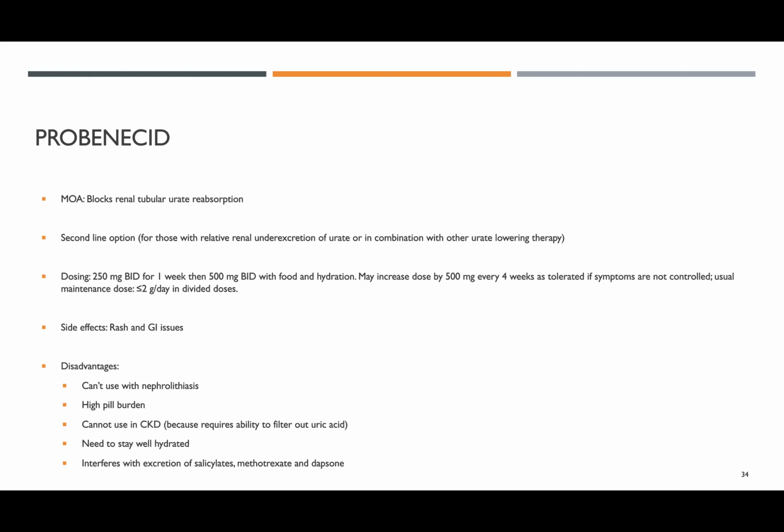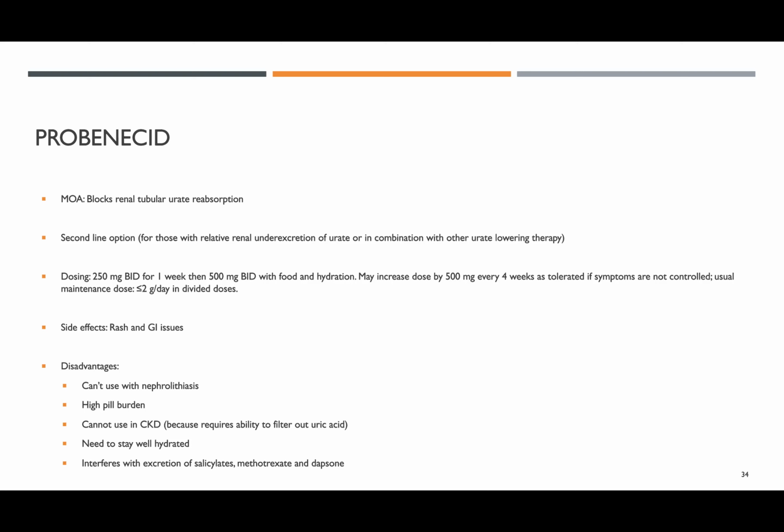Side effects of probenecid are just rash and GI issues, but really big disadvantages are you can't use it in people with kidney stones. You're literally making them pee out the urate, so you're going to trigger a kidney stone if they're prone to getting urolithiasis. Can't use it in CKD. You need some baseline functioning of nephrons in order for probenecid to work. You need to make sure they're hydrated, and it does interfere with certain other medication excretions like aspirin, methotrexate, and dapsone.